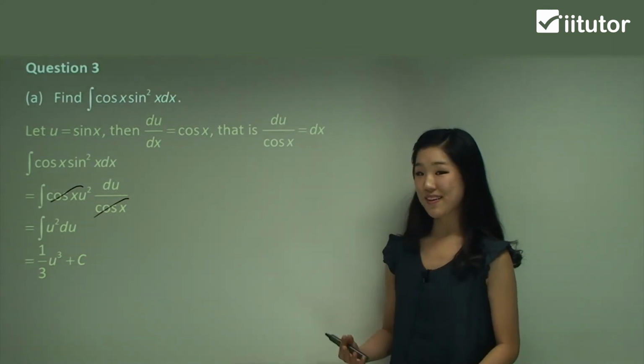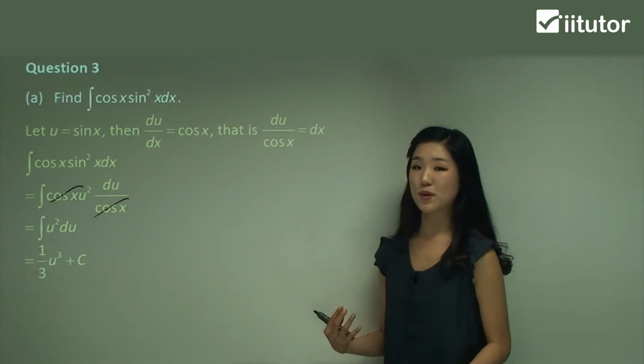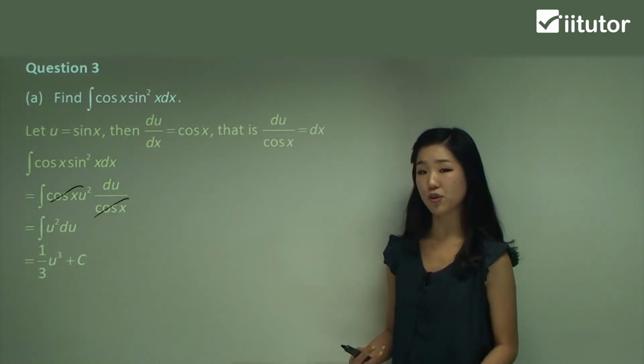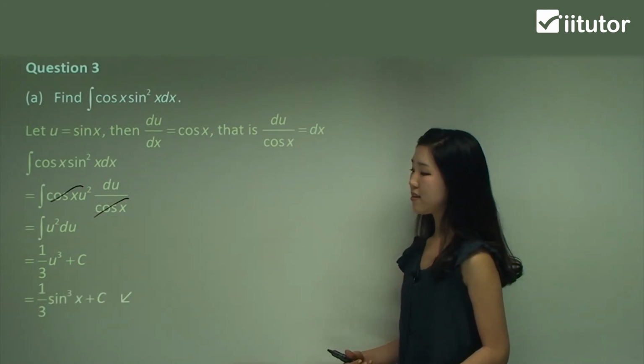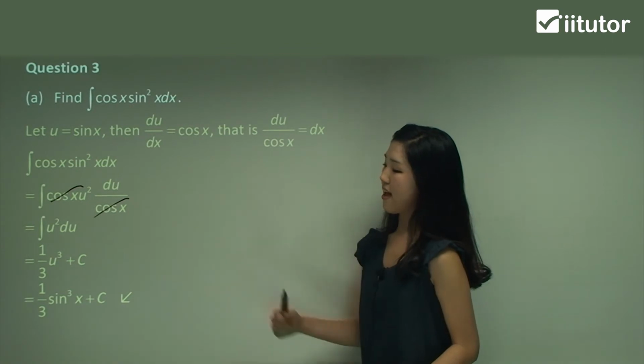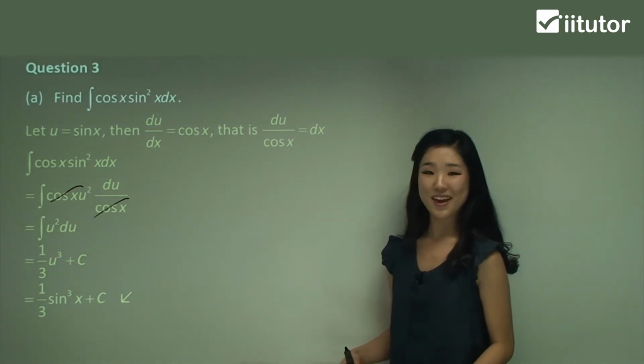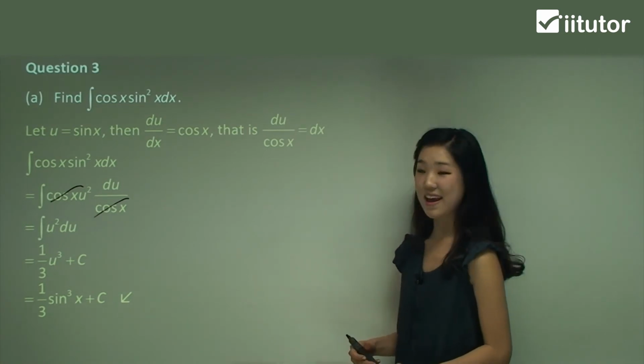And again, I hope you can tell me that we're not going to leave our answer like that. We must put it in terms of x, not u. So I'm going to replace u with sine x, since u is sine x. So the answer is 1 over 3 sine x cubed plus c. And that's the final solution for 3a.